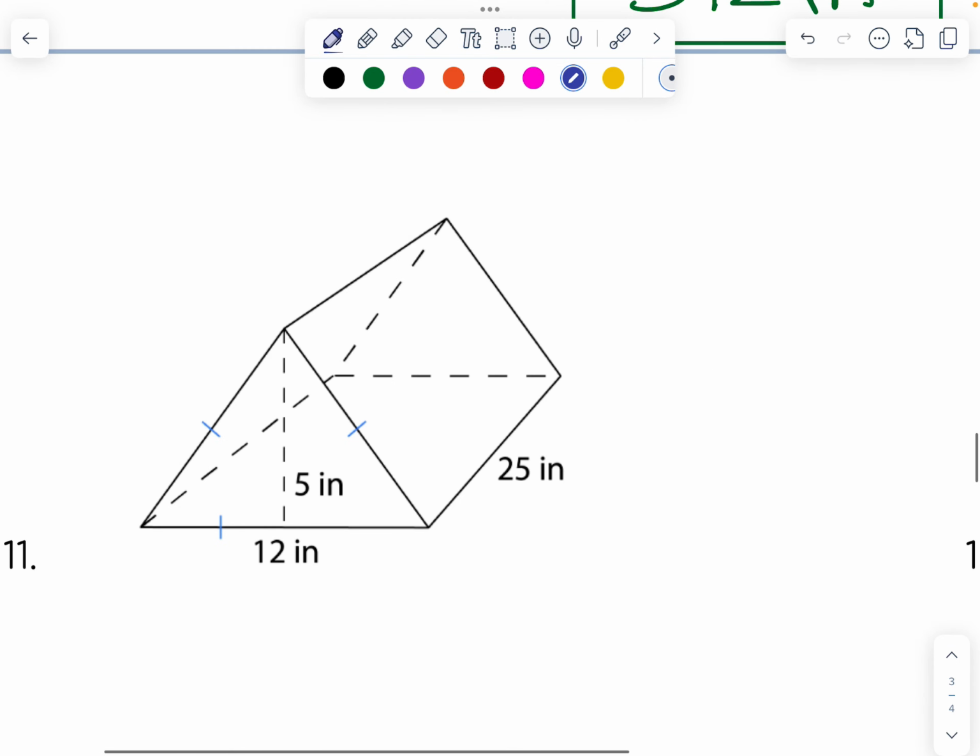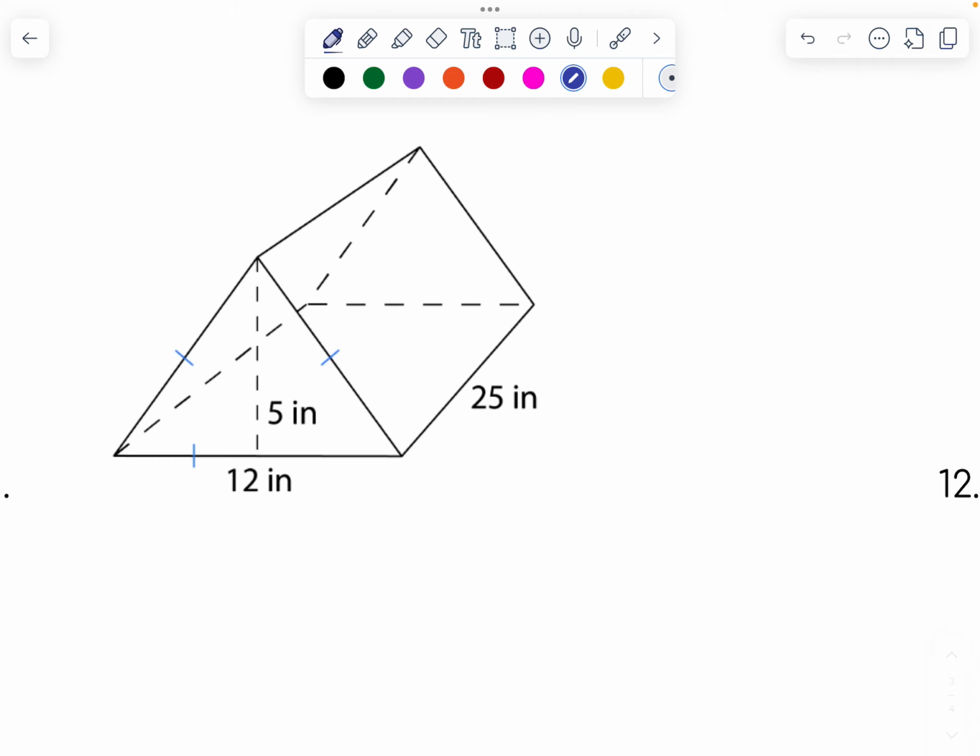We're flying. We're doing great. Okay, here we go. Volume. You find the area of the base times the height.